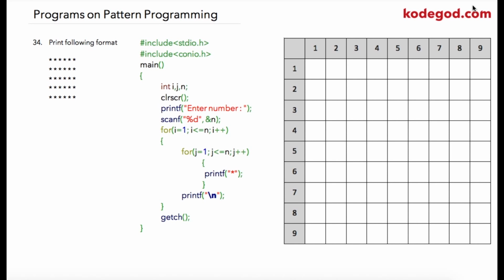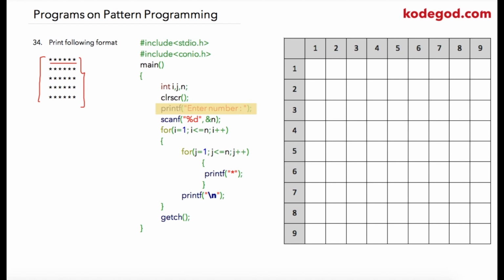In this lesson, we are going to check a few programs based on pattern programming. This is our 34th program in the 101 program series, and the expected output is something like this. The user will enter a number n, and we are going to print n stars on n rows. Suppose the user has entered 6 as input, then on 6 rows, 6 stars will be printed. So this is the expected output. Let us see how we can solve this problem.